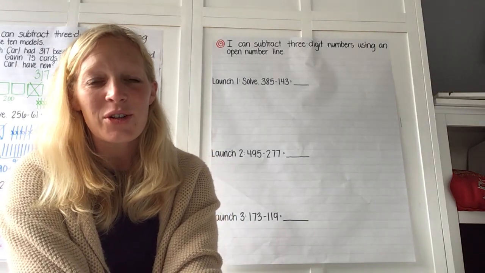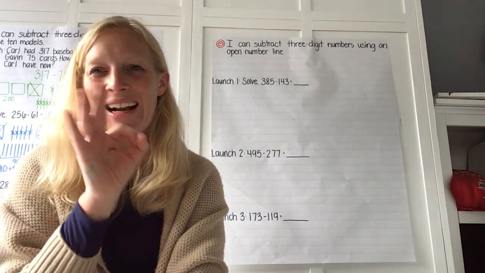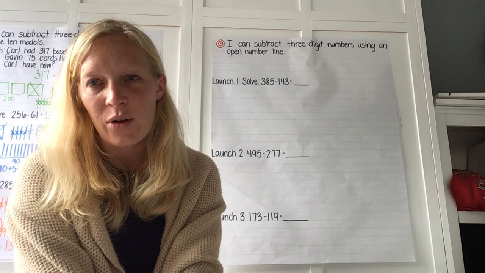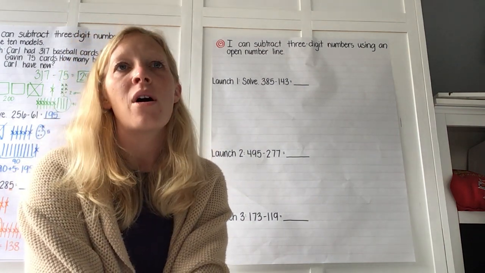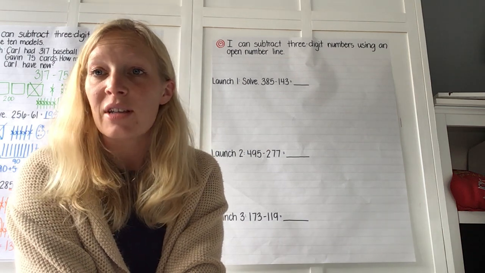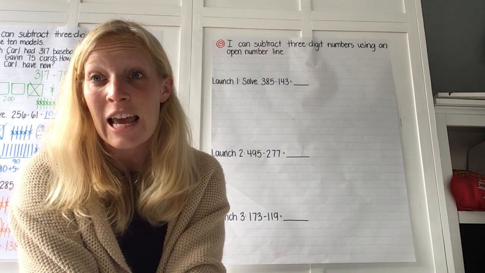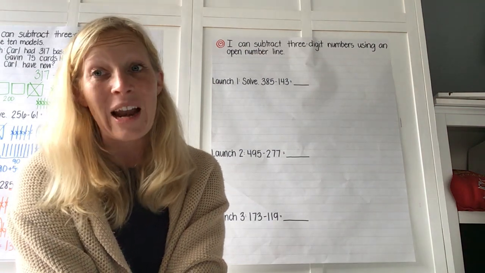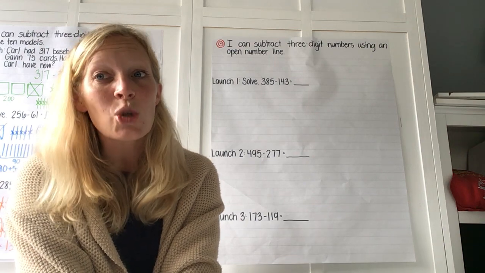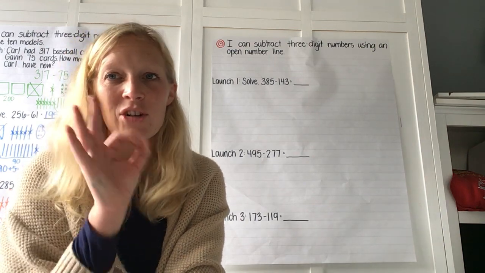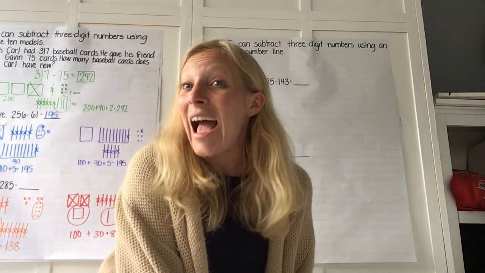That work yesterday, using those base 10 models to subtract 3-digit numbers. Beautiful, beautiful work. I love seeing that regrouping coming from you all. I love seeing you crossing off and making sure that you're trading a 10 for 10 ones, or trading 10 tens for 100, making sure that all those little bits and pieces are just right. And that really helps you get to the correct answer quickly and accurately, right?